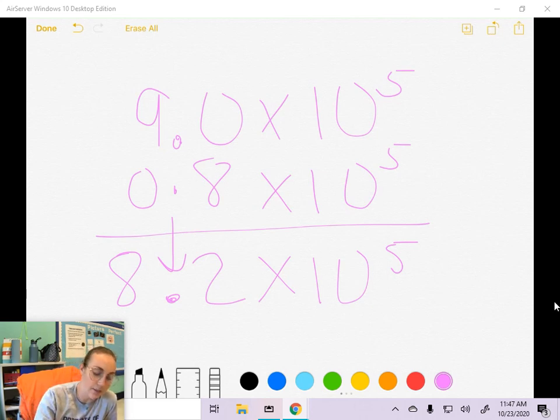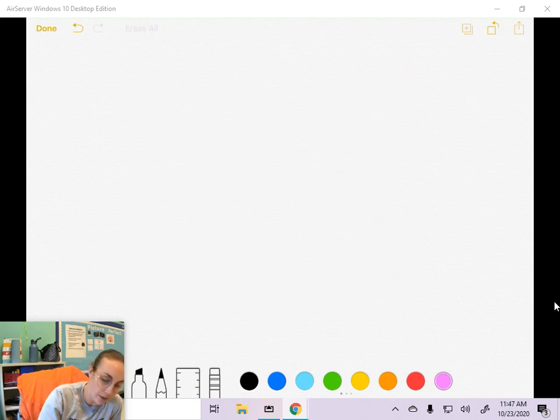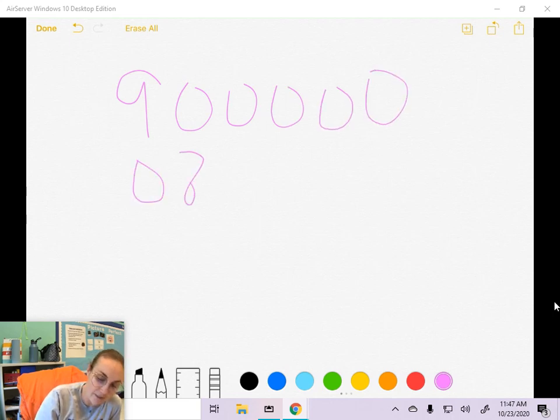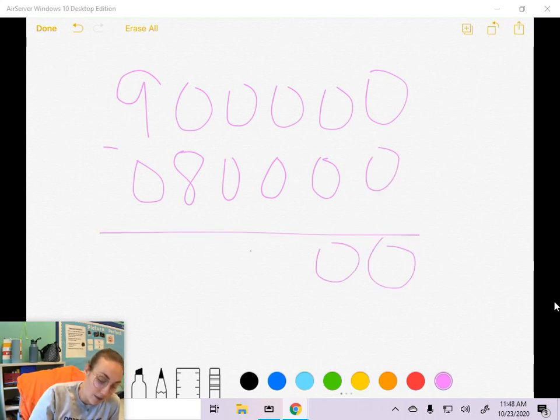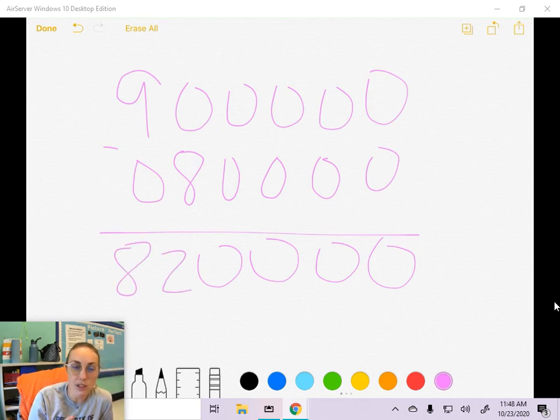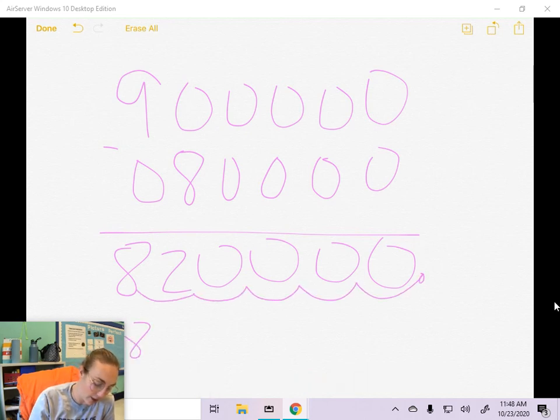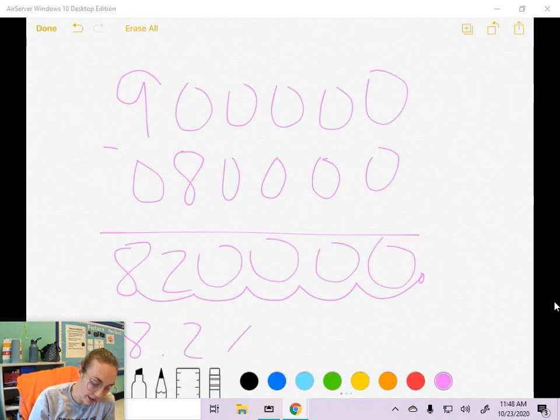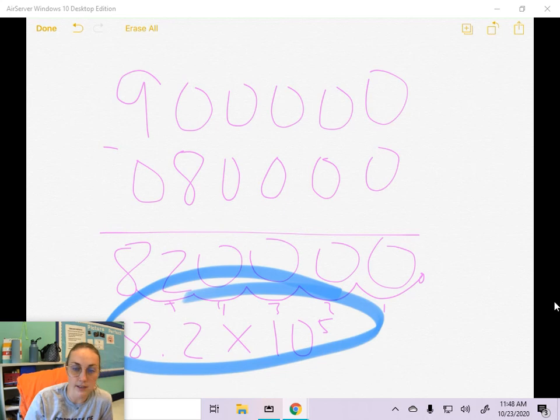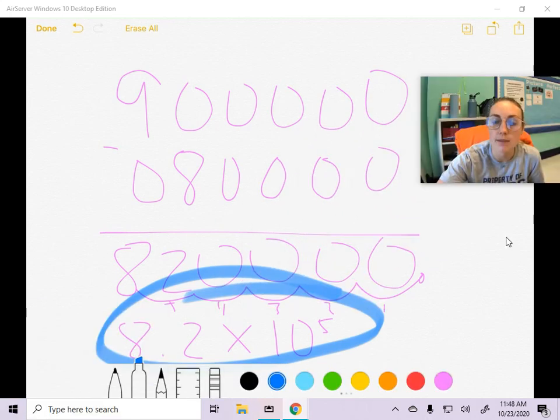Another way you could have done this is change them both into standard form. So that would be 900000, and then it would be 080000, and we're going to subtract these. And then you would subtract accordingly, and then again 90 minus 8 would be 82. And then once you have the answer, then you have to change it back into scientific notation. So it would be 8 and 2/10 times 10, and then we moved it 1, 2, 3, 4, 5 to the 5th power. And that would be our answer. That looks like a jumbled up mess, I'm sorry.